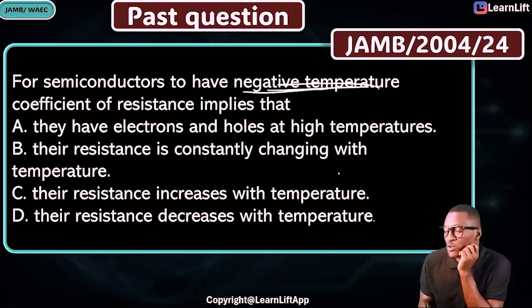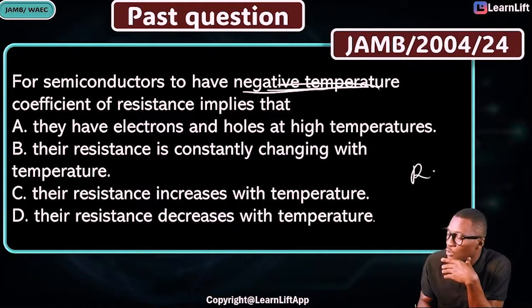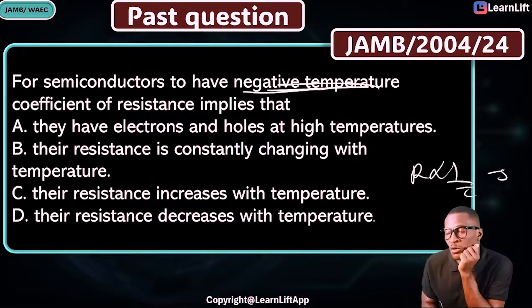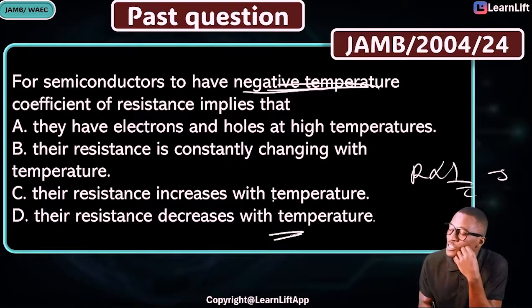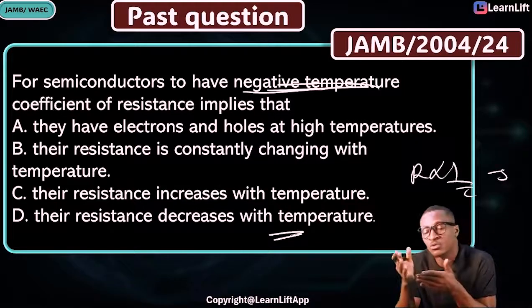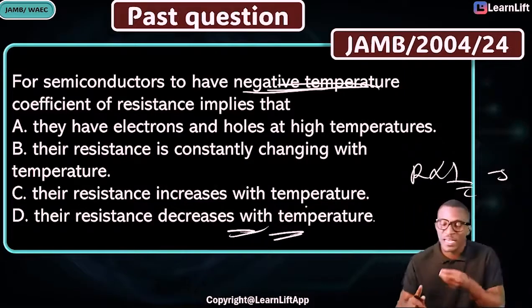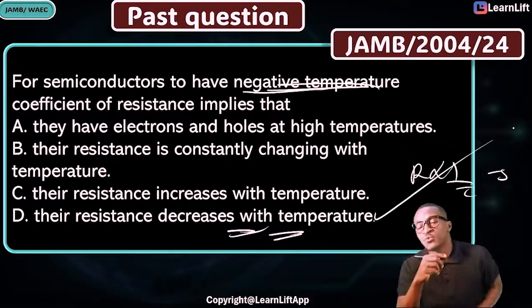Now, look at the question very well. I know you want to say, okay, R is proportional to 1 over T for semiconductors. Yes, but option D is more correct, because you see their resistance decreases with increased temperature, making option D the answer. Option C says their resistance increases with temperature. They did not tell us that the temperature is increasing as well. But we are going for what is more correct, because we know that for them to conduct, their resistance will decrease as temperature increases, making option D the answer.